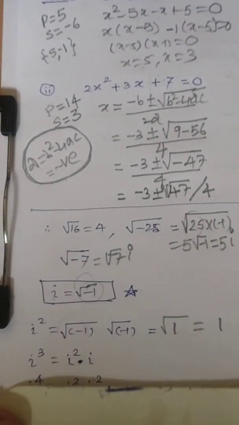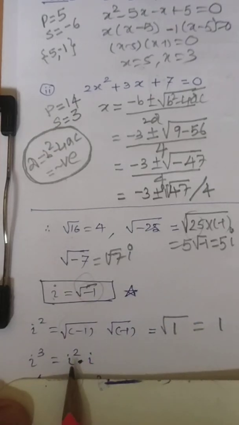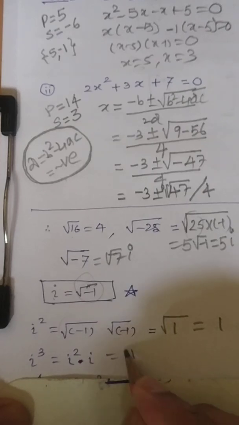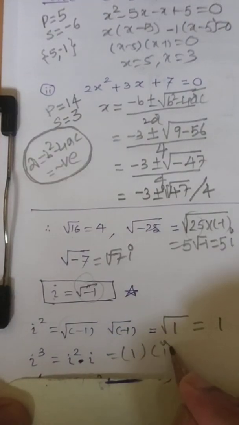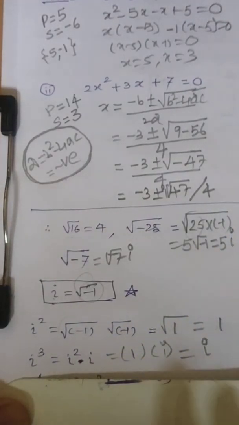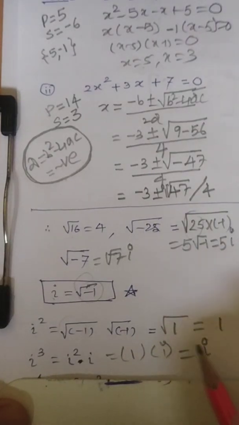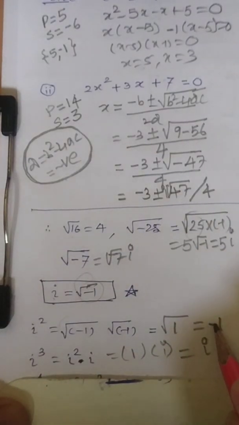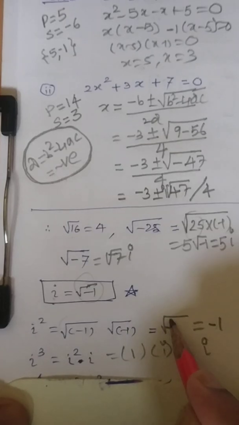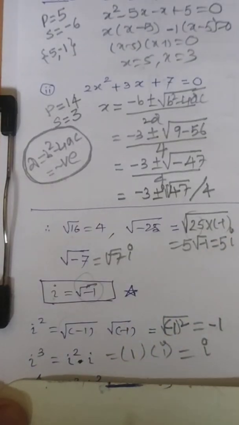If a question is asked about i cube, then it is i square into i. But the i square value is nothing but minus 1, and i stays as i. So I will get the answer as minus i. Here, i square is nothing but minus 1, the whole square, minus 1 the whole square.